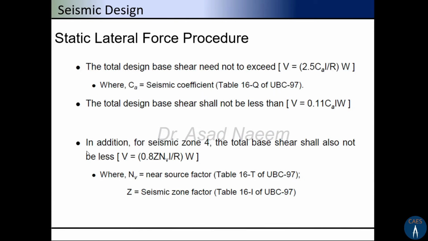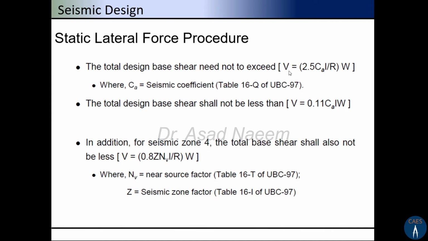So on the basic equation of the UBC 97, there are some limitations that the code has prescribed to design the building structure using the static lateral force procedure. The total design base shear need not exceed V is equal to 2.5 Ca I divided by R into W, where Ca is the seismic coefficient of acceleration. So this is the maximum base shear that we need to consider.